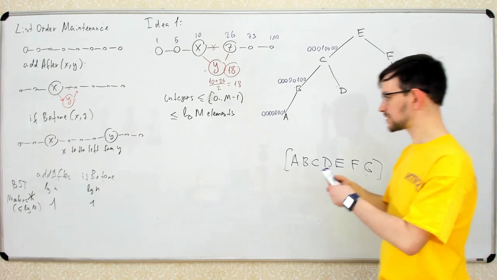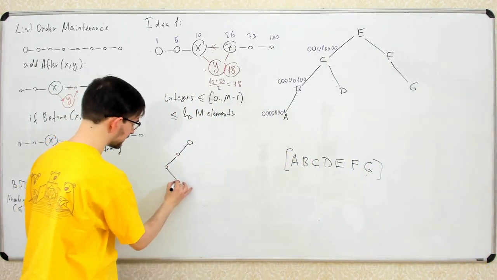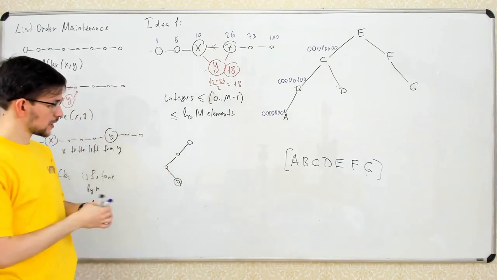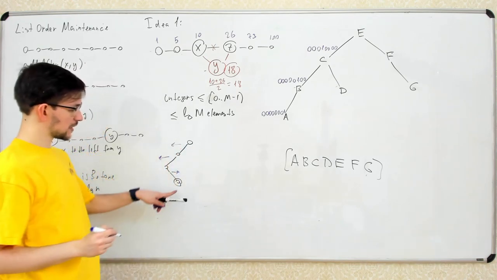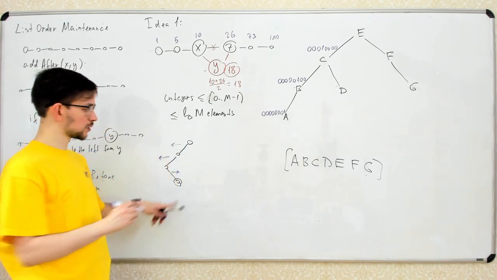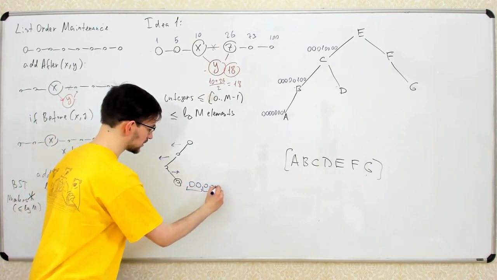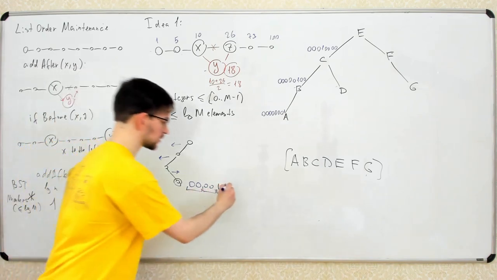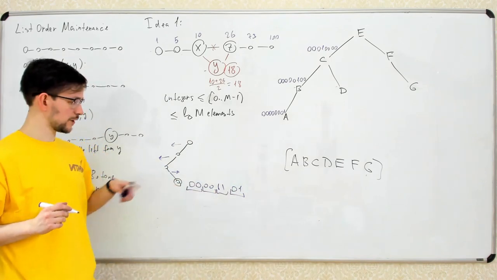Again, how is this binary number constructed? We look at the path from the root to this element. We need to go to the left, then to the left, then to the right. Then the binary number assigned to this element will be 0, 0, then 0, 0, then 1, 1. And in the end, we add 0, 1, just to mark that we finish here.